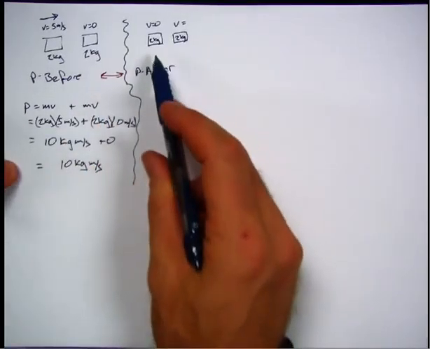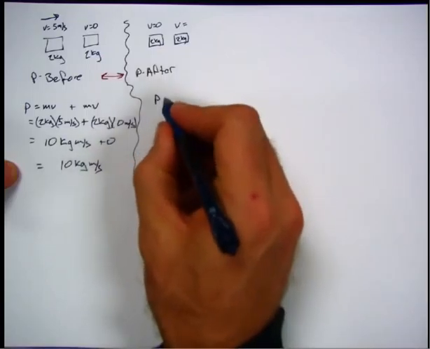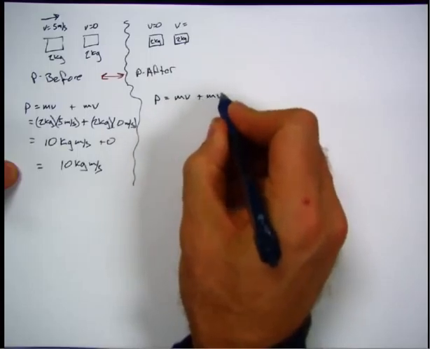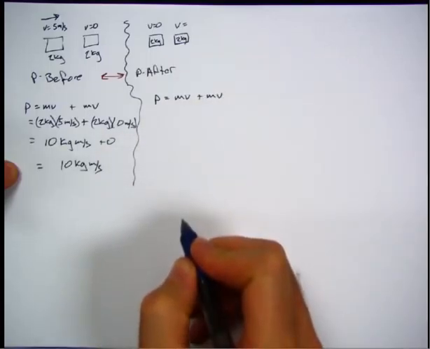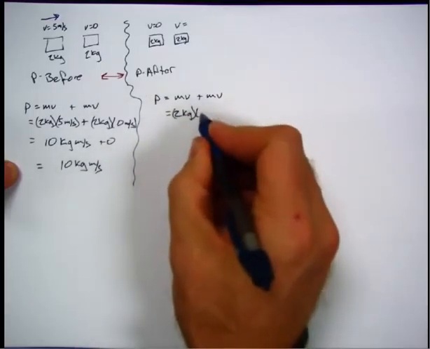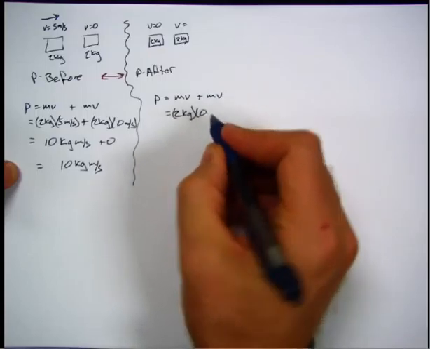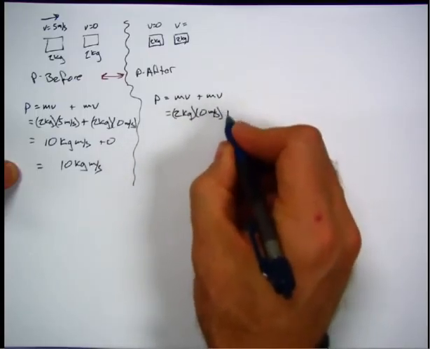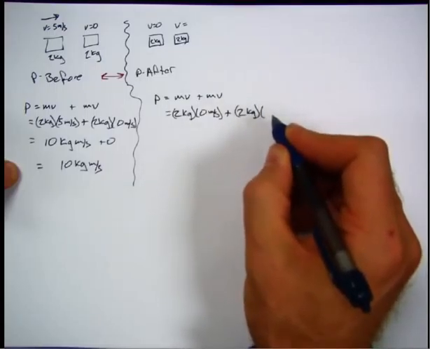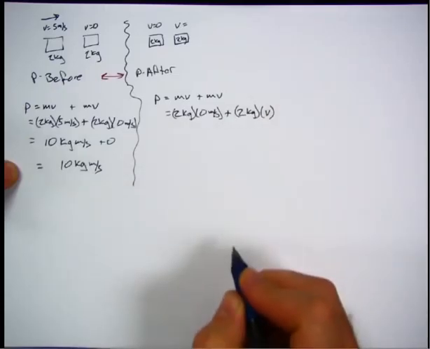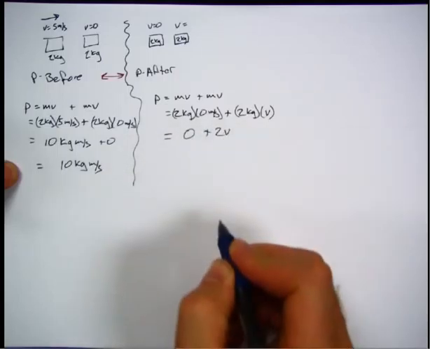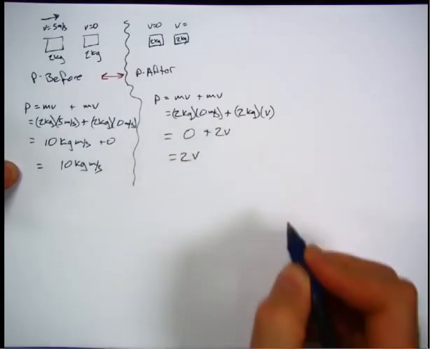If I want to look after the collision, I can do the same thing. Momentum after the collision is mass times velocity for the first cart plus mass times velocity for the second cart. And we can again plug in what we know. It is 2 kilograms times the velocity of the first cart. Now we noticed that it stopped, so it was 0 meters per second. Plus the second cart, 2 kilograms, same size, times, we don't know that velocity, so we just leave it as v. So this is going to equal 0 plus 2v, or just 2 times the unknown velocity.